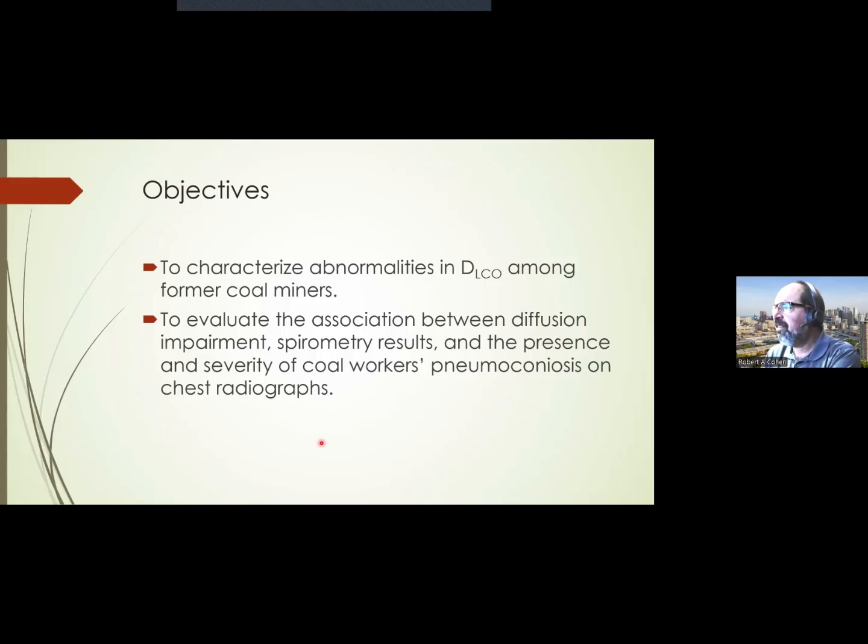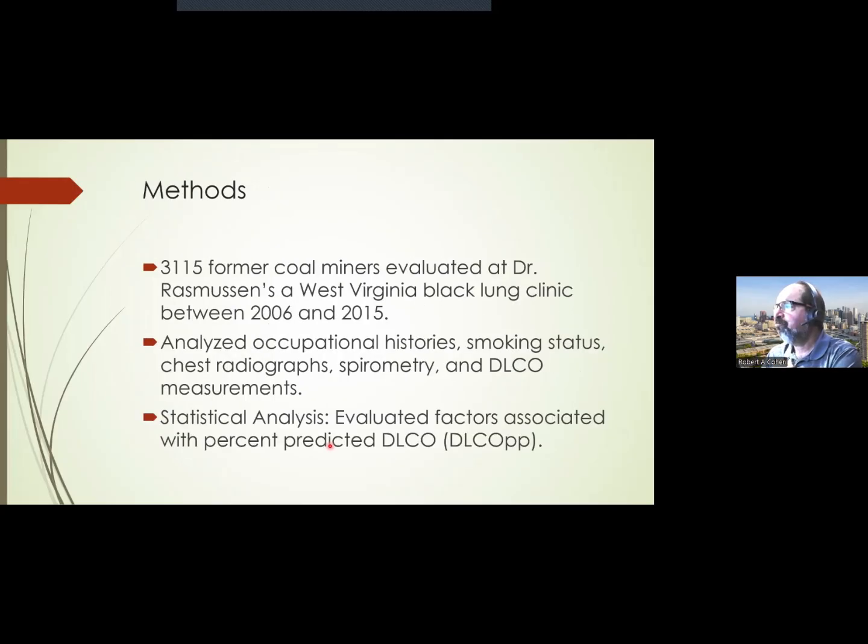And we wanted to look at that and see if these lung function studies really showed that there was no significant impairment for simple pneumoconiosis compared to the complicated pneumoconiosis. So we looked at people that had complete data, about 3,000 for this cohort. We looked at their occupational history, smoking status, their chest radiographs, which were really their ILO classifications for pneumoconiosis. We looked at their spirometry and diffusion lung capacity measurements. And then we evaluated the factors that were associated with declines in the percent predicted of the diffusion capacity.